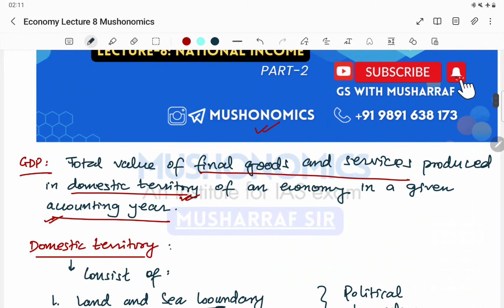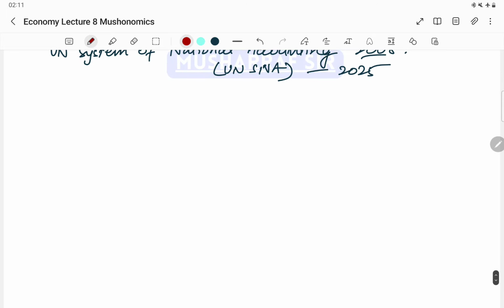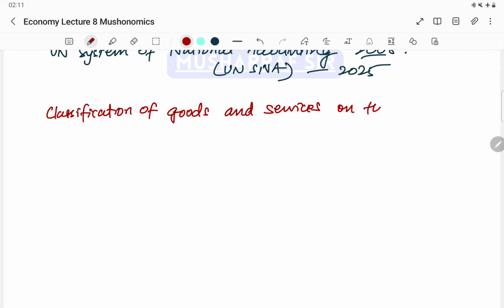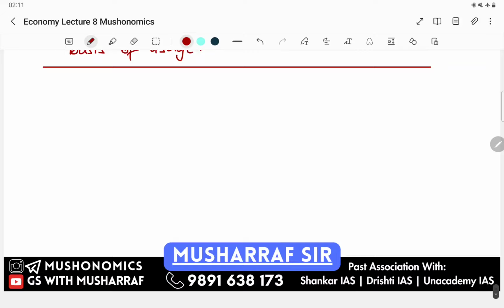The third point that we want to understand in the domestic definition of GDP is final goods and services. So what are final goods and services? Let's try to understand. We will take broadly the classification of goods and services on the basis of usage, that we will talk about, right? So classification on the basis of usage.